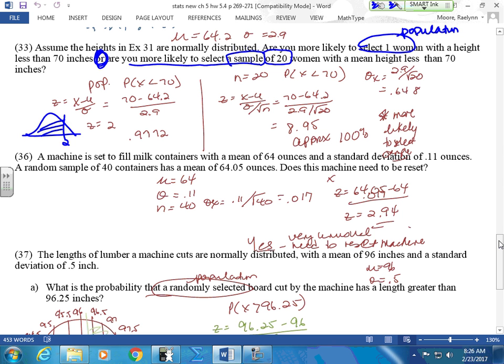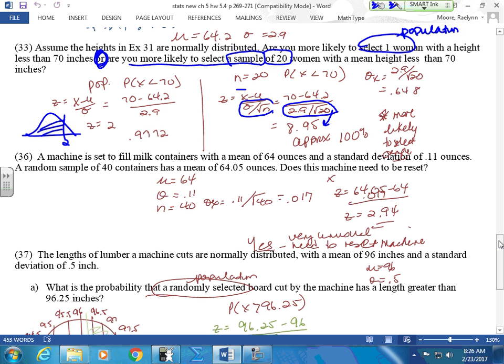It's close to a 98% probability that I will select a woman whose height is less than 70 inches. It makes sense, doesn't it? If my average was 64.2, it makes sense that a large number of my individuals will be less than this, because 50% is less than 64.2. Now, my sample says you have the same mean. However, you're going to have to change your standard deviation. You're going to have to tighten this up a little bit. So I'm going to take my standard deviation and I'm going to divide it by the square root of 20.